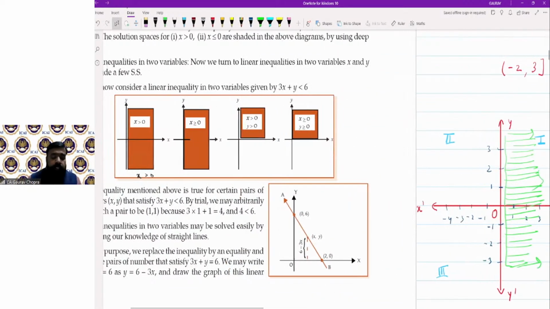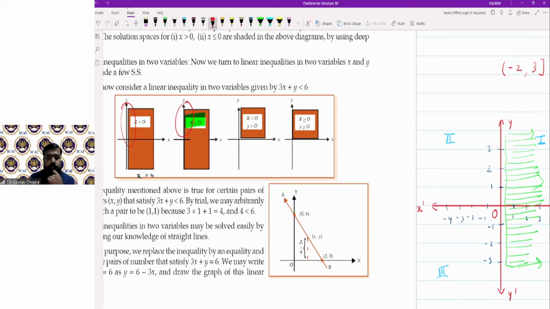Now, the second case here is x greater than or equal to 0. Now we can touch the axis, because the value of x is 0 as well as more than 0. So this is the small difference which we can see in these two diagrams. In the first diagram, there was some thin gap between them, but in the second, there is no gap.